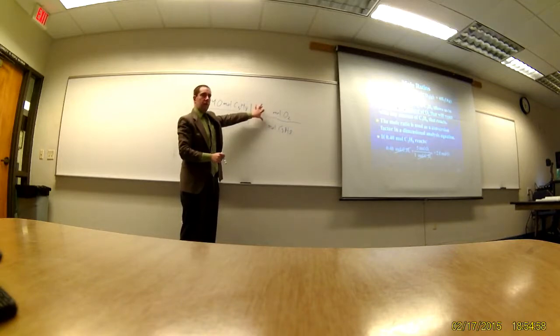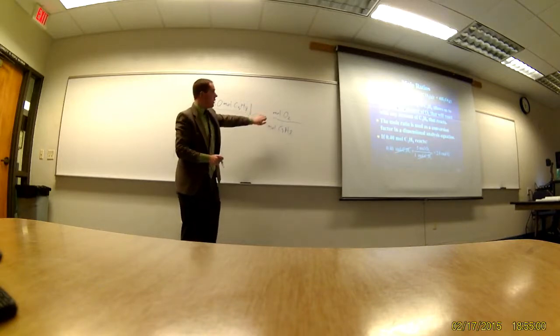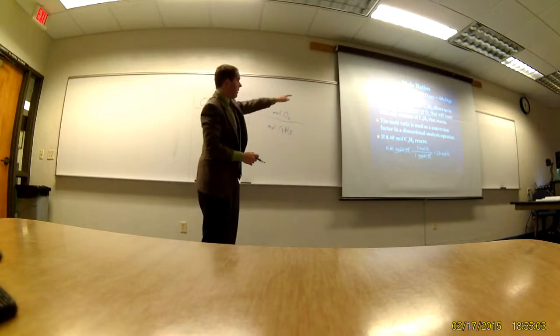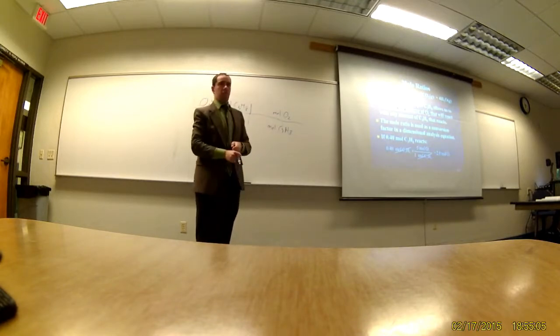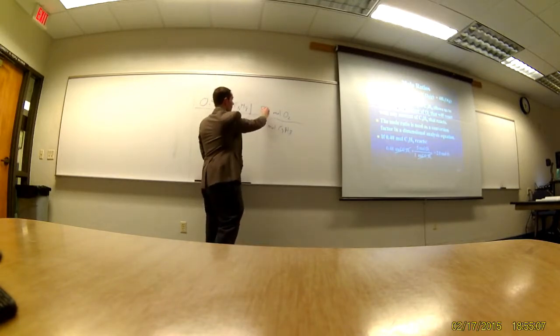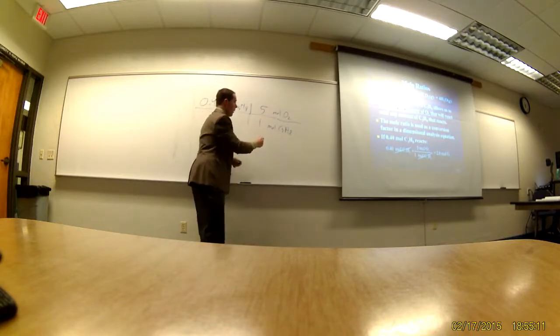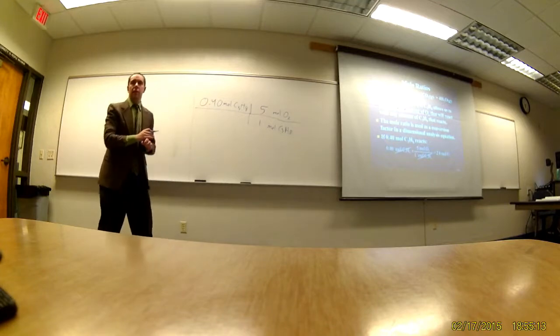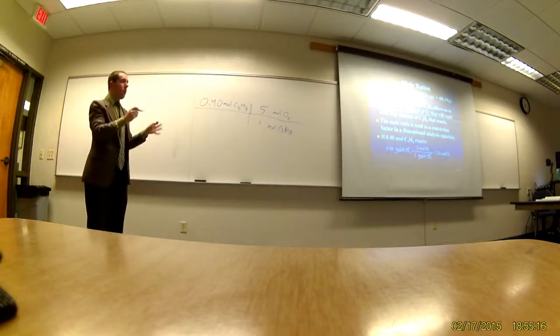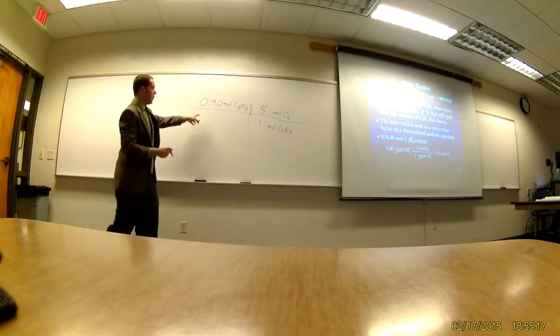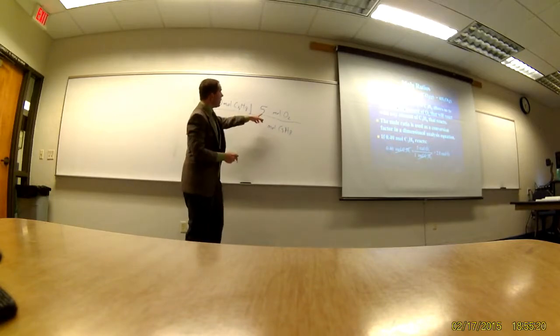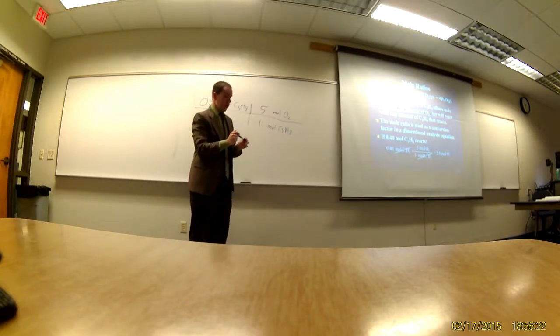This is where my mole ratio comes in. What's the coefficient on oxygen? 5. I just put a 5 here. What's the coefficient on propane? 1. I put a 1 there. That's my stoichiometry. It's a moles to moles problem. It's just one step. 0.4 times 5 equals 2.